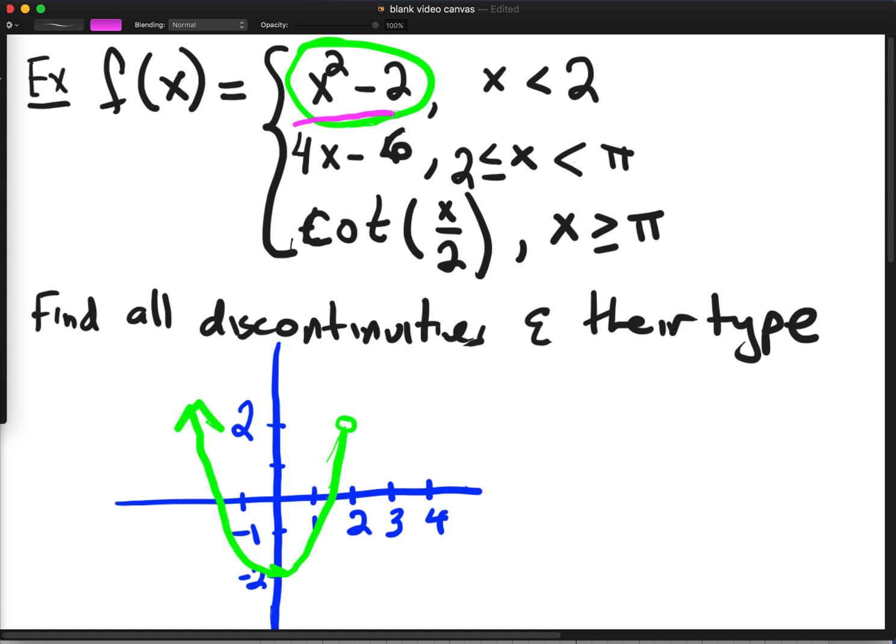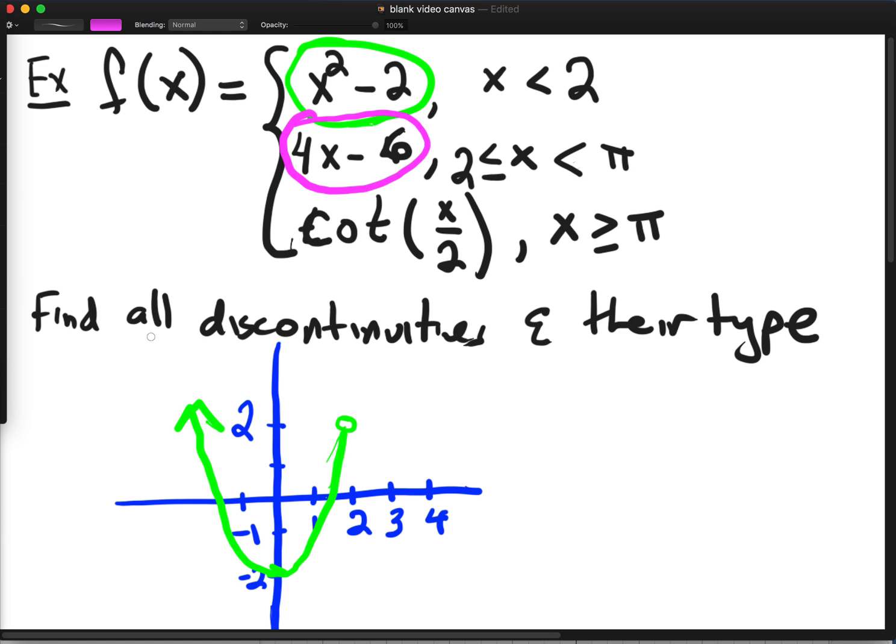So here, 4x minus 6. That's a line with a slope of 4 and a y-intercept of negative 6. But it's only defined between 2 and pi, right? So we need to pick our points wisely, because there's no point in using slope-intercept form if the y-intercept is over here, but my line isn't defined until 2. To graph a line, you just need 2 points. What would be two good x values to use? 2 and 3, because 3 is still less than pi, so that's a good number.